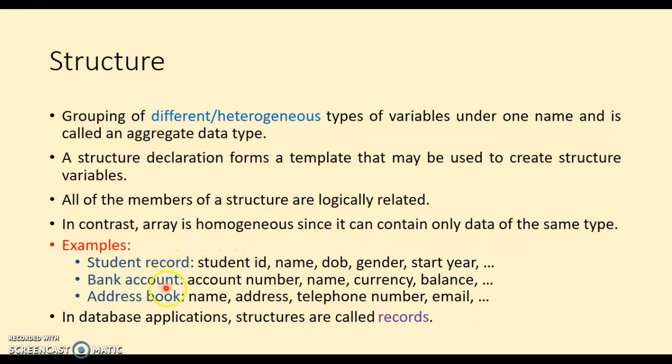Here is one more example: bank account, account number, name, currency, balance, etc. are logically related to bank. And here one more example: address book, name, address, telephone number, etc. are logically related to address book. In database applications, structures are called records.